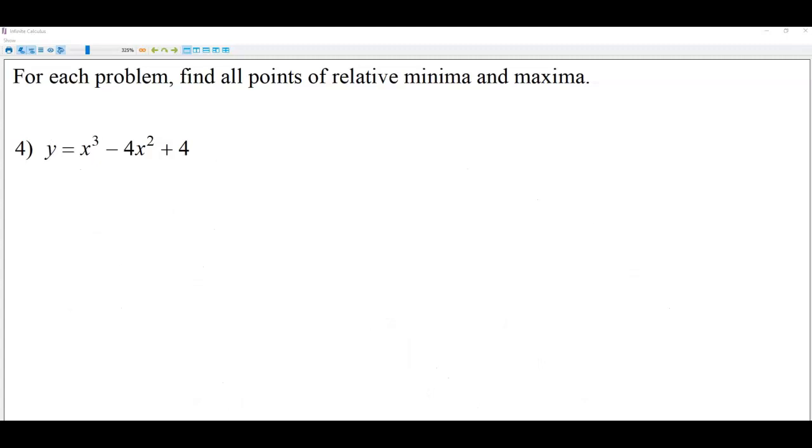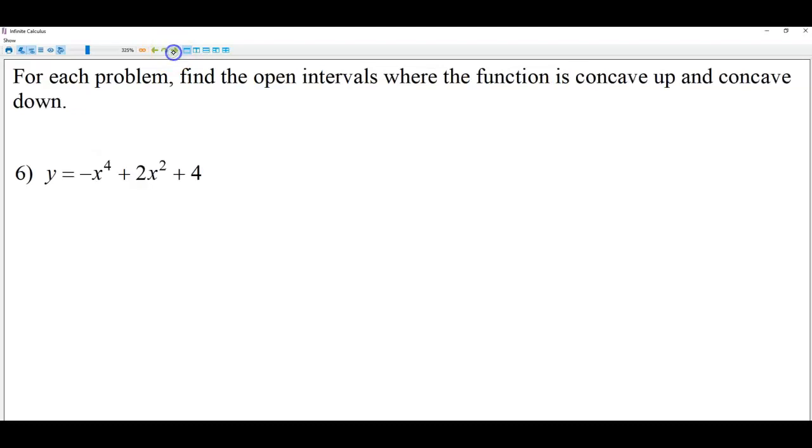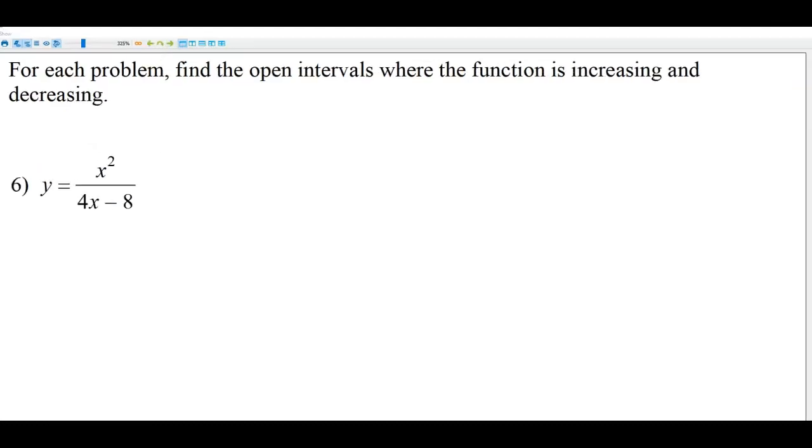So you will be asked to find a relative min and max. The next question we'll go over is number 6. We're being asked to find intervals where a function is increasing and decreasing. So to do that, we're going to go ahead and find our derivative. And for this particular problem, the way we'll do the derivative is with the quotient rule.